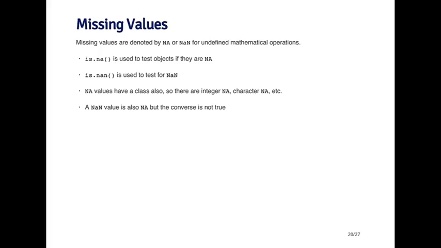So NA values can have a class too. You can have missing integer values, or missing character values, or missing numeric values, etc. Even though it looks like it's all NAs, the NAs can have different classes potentially. And a NaN value is considered to be also NA, so a NaN value is considered to be missing. But the reverse is not true. An NA value is not necessarily a NaN value.